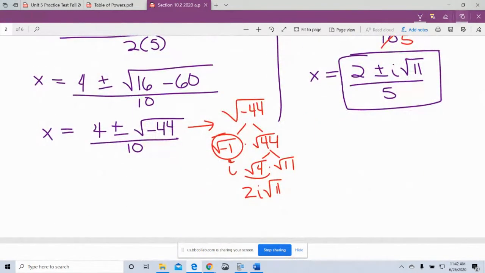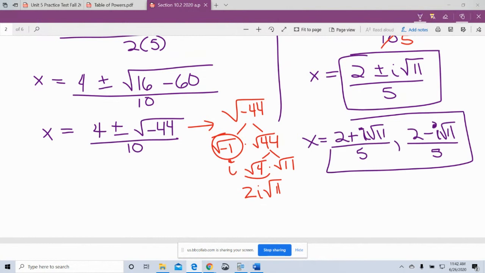If I want to write them separated by a comma, like MyLab math likes us to do, one is 2 plus i times the square root of 11, all divided by 5. The other is 2 minus i times the square root of 11, all divided by 5. That's an i, and that's an i. And there they all are, written out beautifully. Okay, that's where I'm going to end this video. That's how you use the quadratic formula. Have a great day.